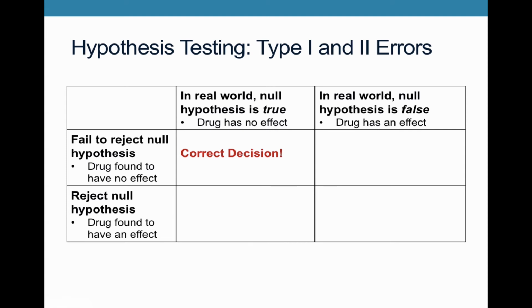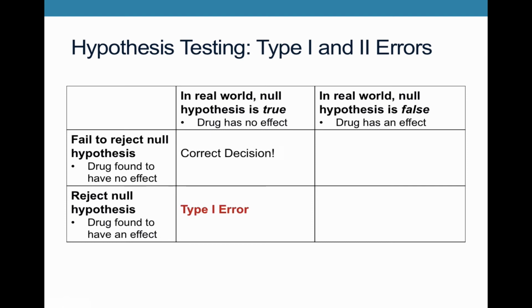So the first one is a correct decision, which is that in the real world, there is no effect from the drug, and in our data, there's no effect from the drug. So this is the right decision. We are effectively saying, no, there's no relationship, and we got that right.